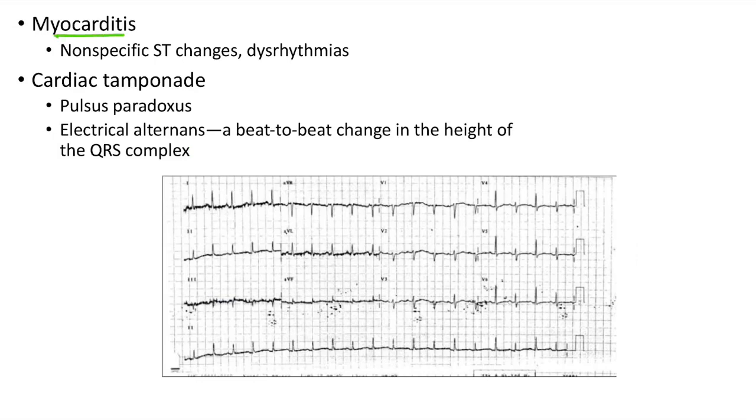In myocarditis, ECG will show non-specific ST changes and dysrhythmias. In case of cardiac tamponade, there will be pulsus paradoxus. ECG will show electrical alternans, that is a beat to beat change in the height of the QRS complex, as you can see in this picture.